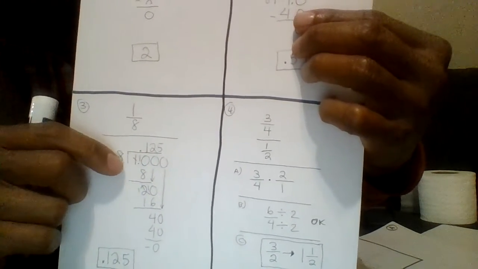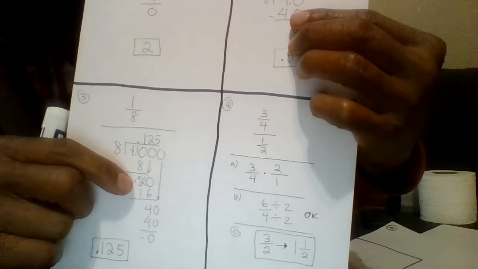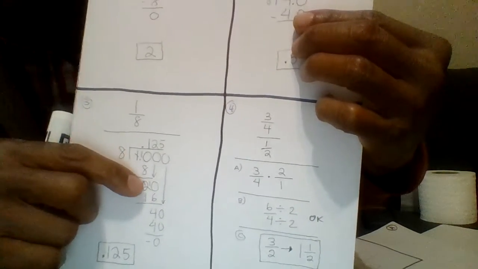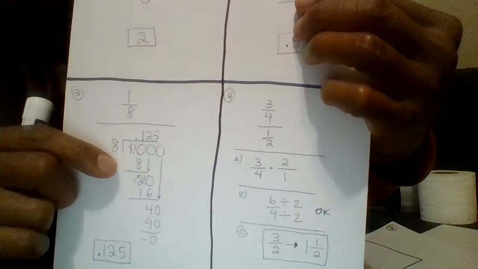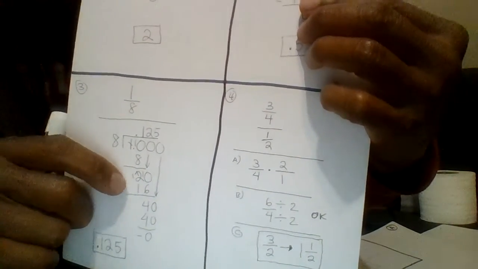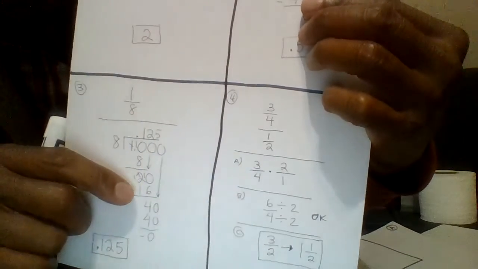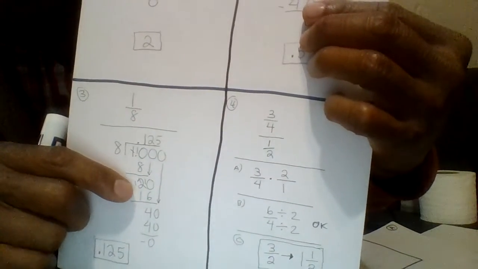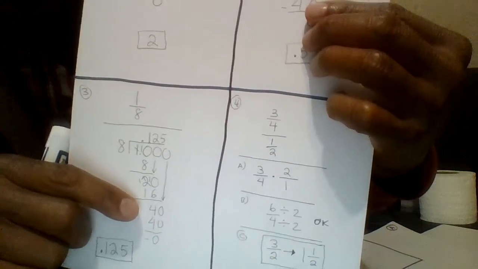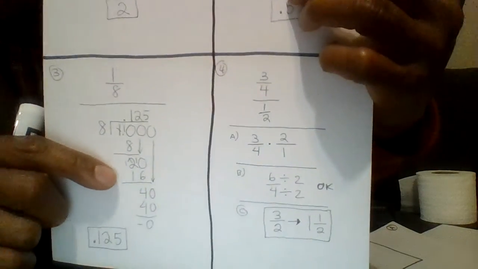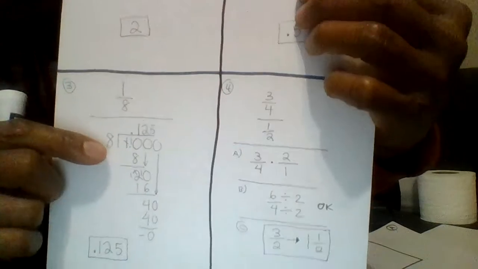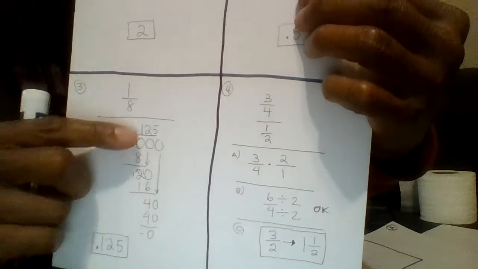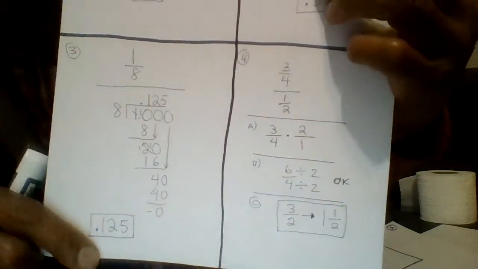There is 1. And I find the difference of 10 and 8, which is 2. How many sets of 8 are there in 2? There are none. So I need another 0. I bring that down. How many sets of 8 are there in 20? Well, there are 2 sets of 8 in 20. That's 16. The difference of 20 and 16 is going to be 4. Well, how many sets of 8 are there in 4? There are none. So I bring down another 0. Now, how many sets of 8 are there in 40? There are 5. Final answer, 0.125.